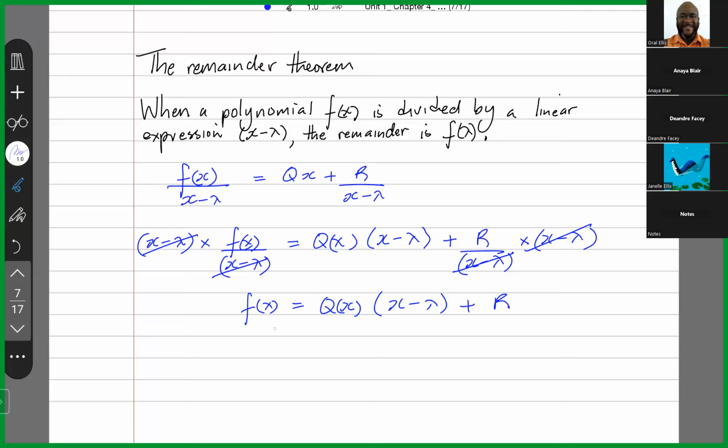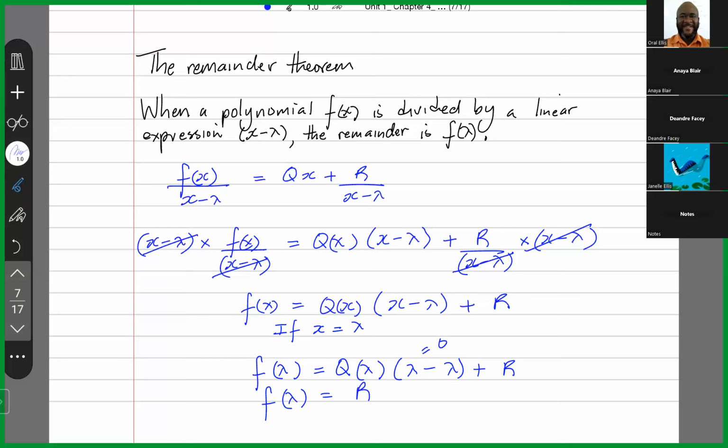Now, if x is equal to lambda, I'm going to get f of lambda is equal to q of lambda multiplied by lambda minus lambda plus the remainder. Remember, x is lambda, so I'm going to have x minus lambda plus the remainder. Now, lambda minus lambda is 0. And if you multiply q of lambda by 0, once you multiply anything by 0, you're going to get 0. So f of lambda would be equal to 0 plus the remainder. And 0 plus the remainder is just the what? Remainder.